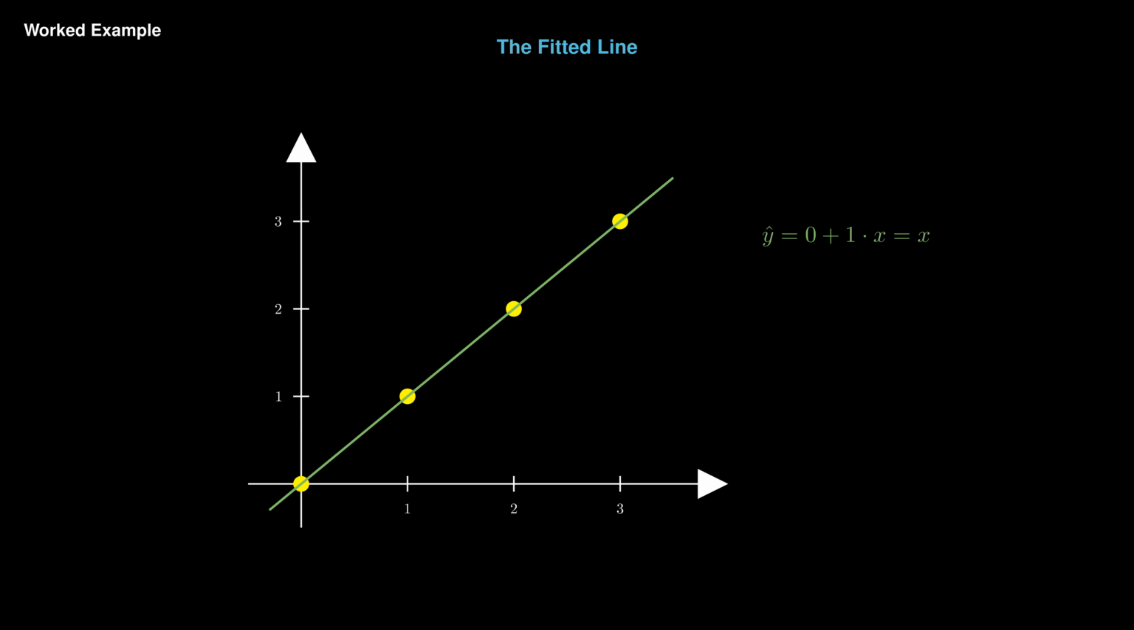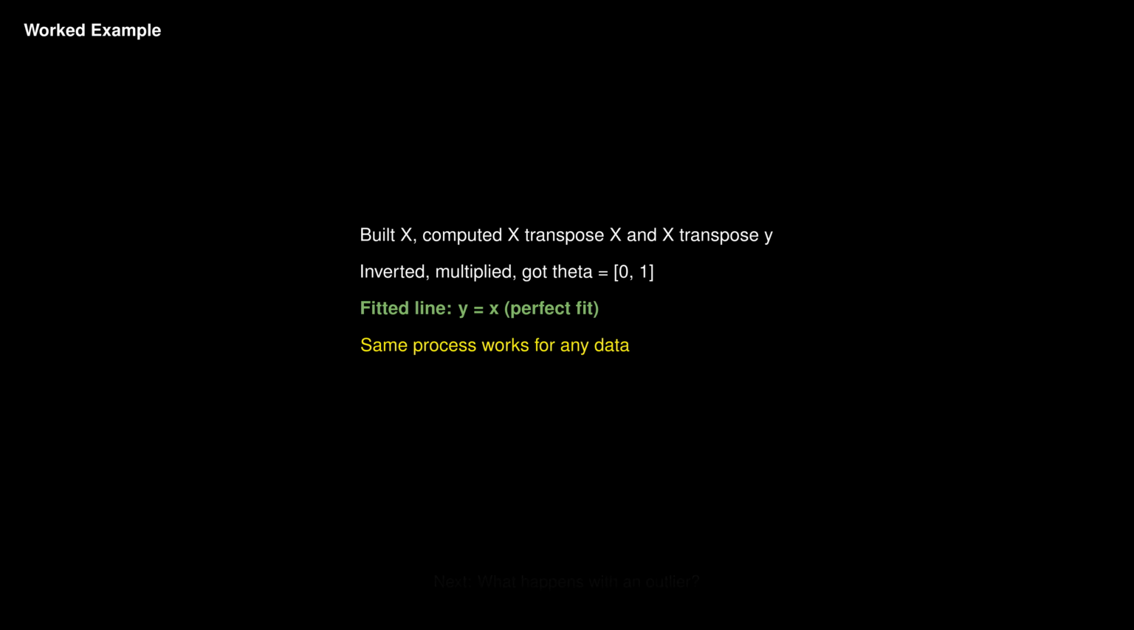The fitted line is y hat equals 0 plus 1 times x, which is simply y hat equals x. It passes perfectly through all 4 points. Theta 0 equals 0 means the line passes through the origin. Theta 1 equals 1 means the slope is exactly 1. The normal equation recovered the perfect line.